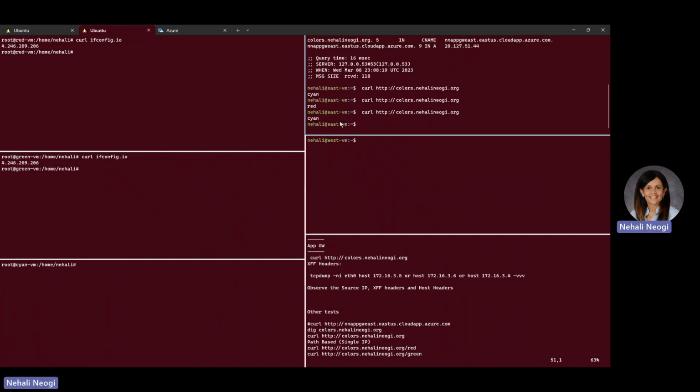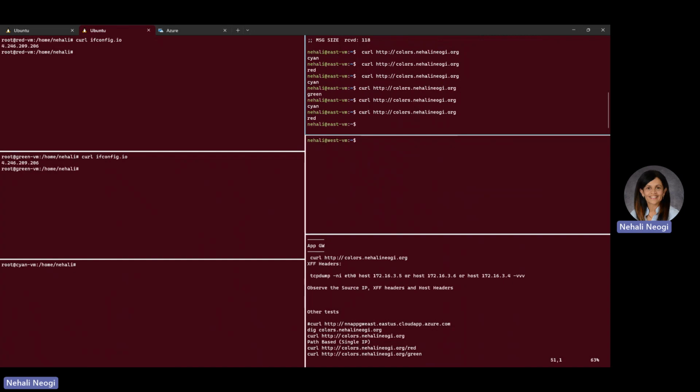You get red. Sometimes you get red, sometimes you get other VMs, so it circles through. It round robins through the red, green, and so you can see that it round robins.